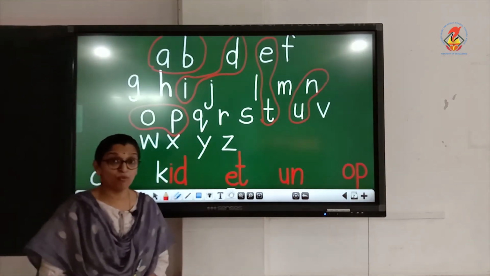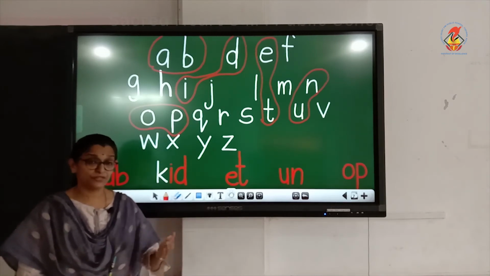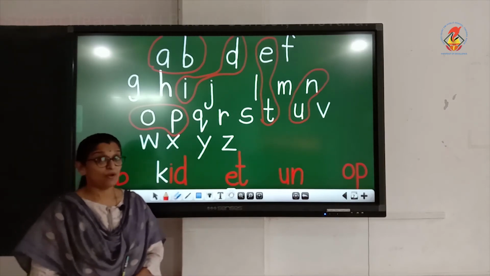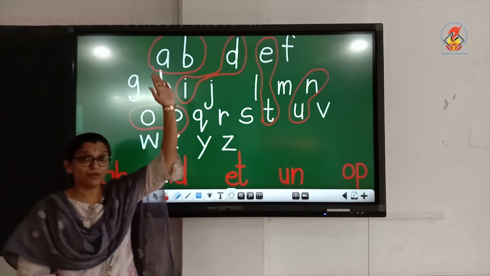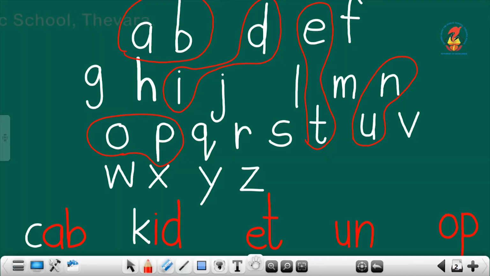Now the teacher moved on to the next group. Who wants to join the third group, et? Now letter V raised his hand and said, I want to join the third group, et. So letter V joined the third group, et, like this.